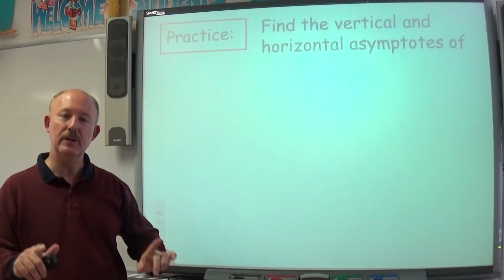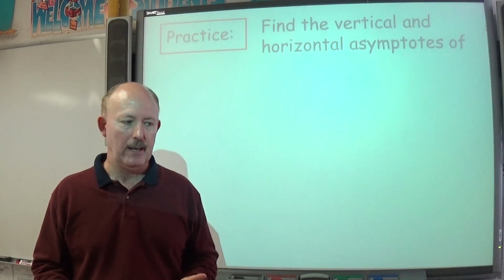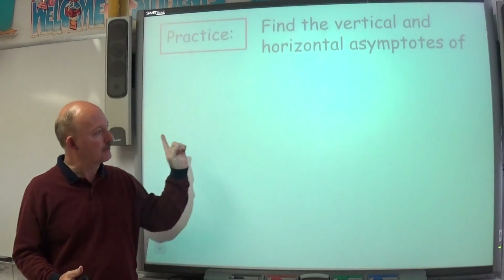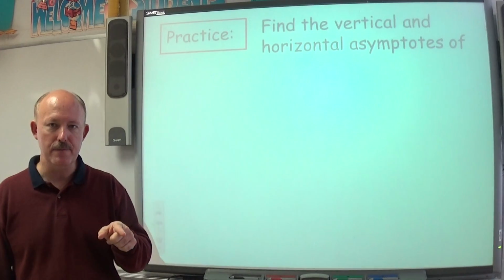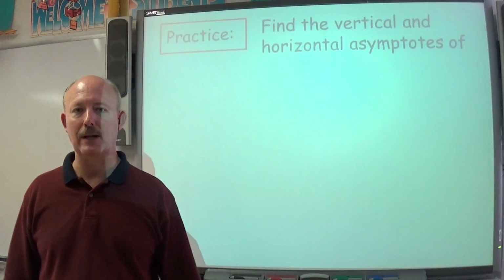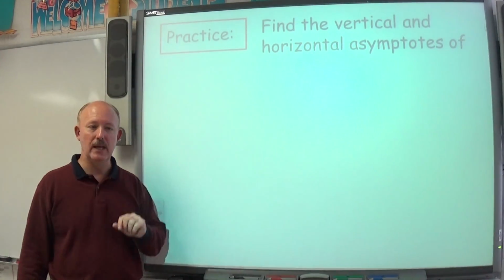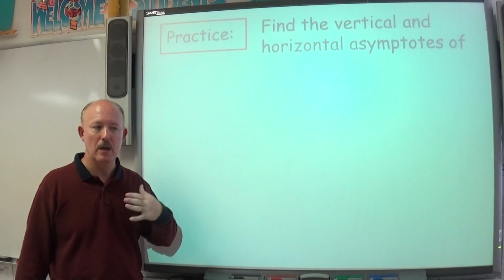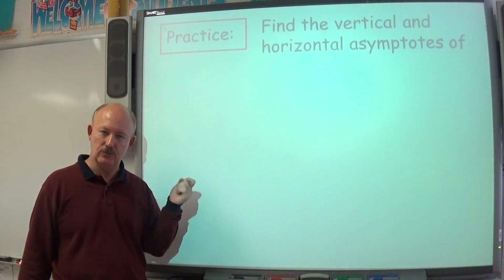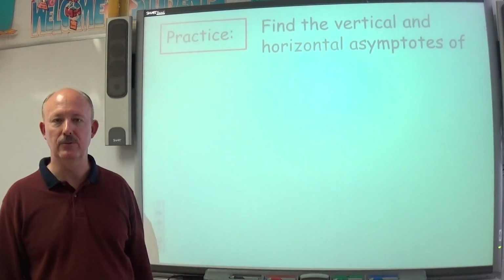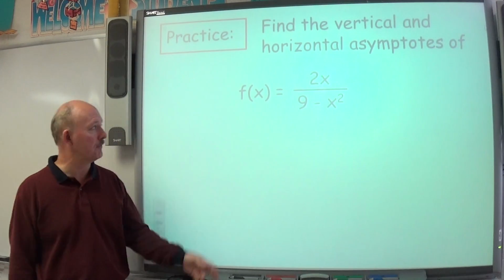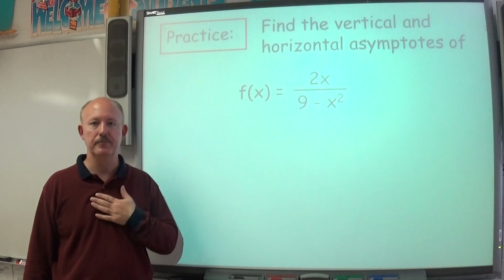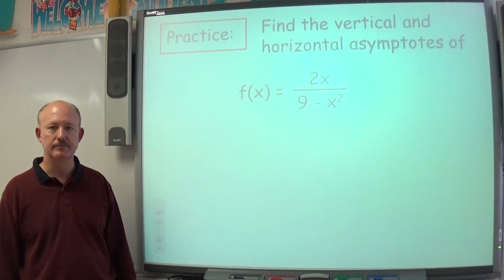All right, now with this example, as soon as you see the problem, I want you to pause the video. I want you to figure out the vertical and horizontal asymptotes yourself, and then start it back up and see if you got it correct, because we're going to work it out. So here's the rational function. As soon as you see the function, pause the video, work it out, and then start it back up and see if you got your answer correct. So here's our function: f of x equals 2x over 9 minus x squared. So go ahead and pause, and we'll see what you get.